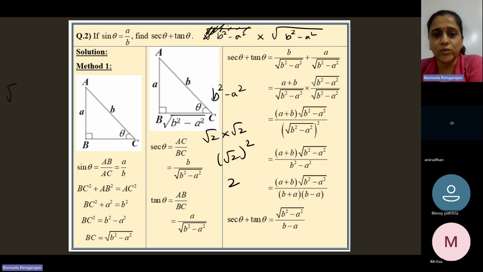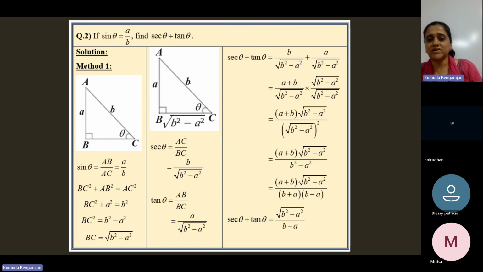How will you get rid of the square root symbol? Multiply this one with itself. So we multiply the numerator and denominator with this itself. That will give you A plus B into multiply and divide with this. When you multiply the numerators, you get this. When you multiply the denominators, it will become the whole square. This into this is the same thing, the whole square.